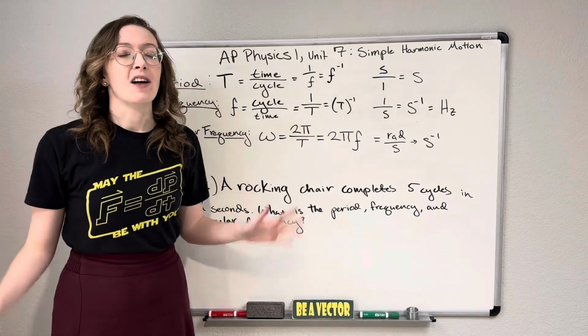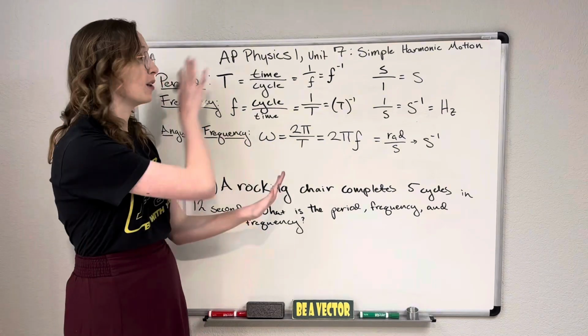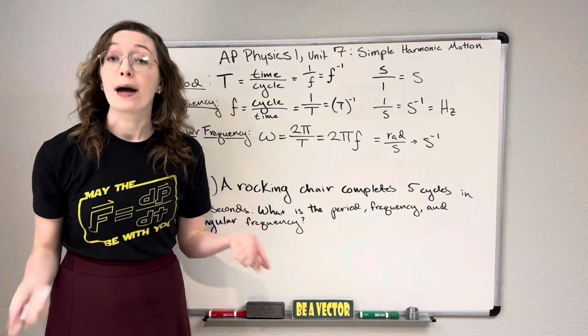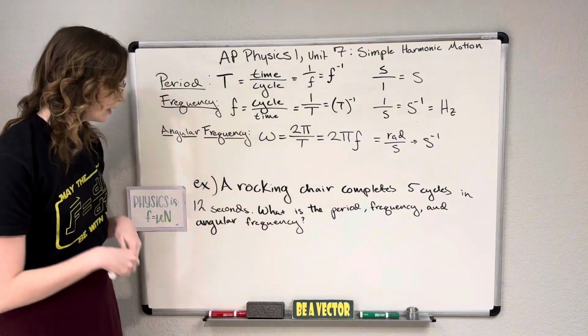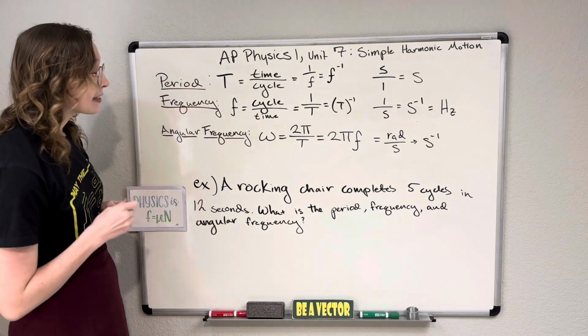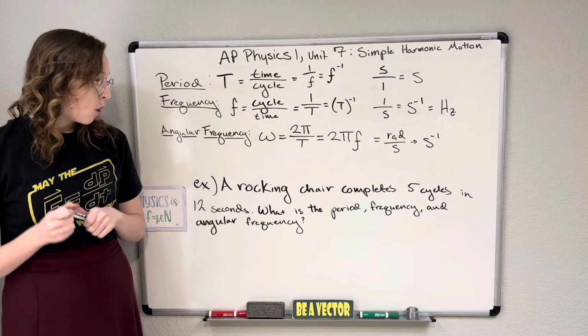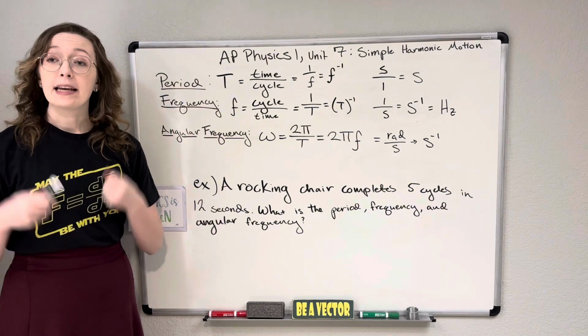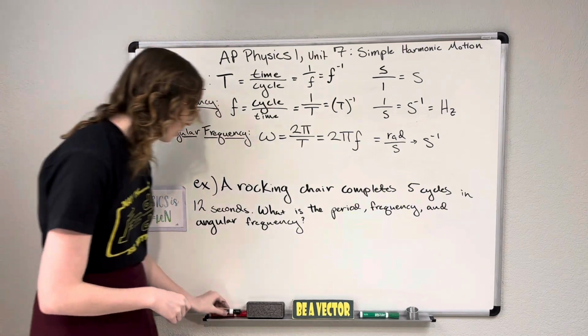Now that I've just spent a lot of time talking at you about a lot of these terms, let's actually try putting them into use. I have a quick little practice problem down here. So we have a rocking chair that completes 5 cycles in 12 seconds. What is the period, frequency, and angular frequency of the rocking chair?